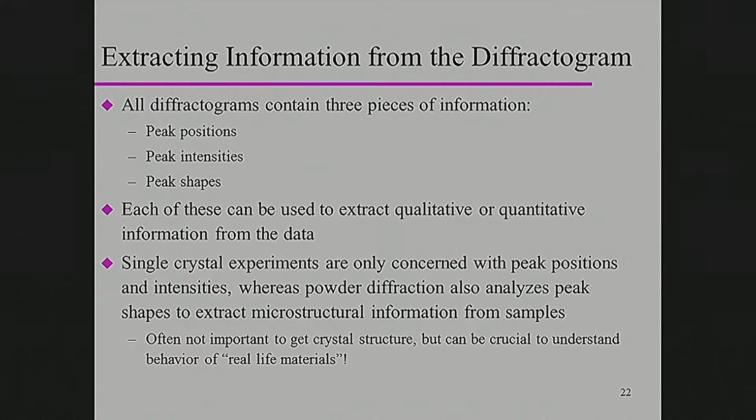So what kind of information can you get from your powder diffractogram? Turns out any diffractogram contains 3 kinds of information. You got peak positions. They are given by Bragg's law. Peak intensities, they are related to the structure factors. And you also have peak shapes. And that's something we don't worry about in single crystal experiments, apart from saying, is my peak shape good? For powder experiments, we actually may analyze all 3 of these.